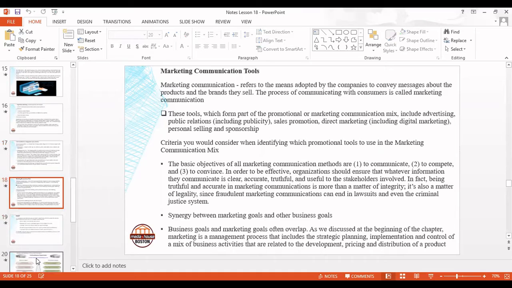Now let's look at marketing communication tools. Okay, so marketing communication. What is marketing communication? Google, what is marketing communication?